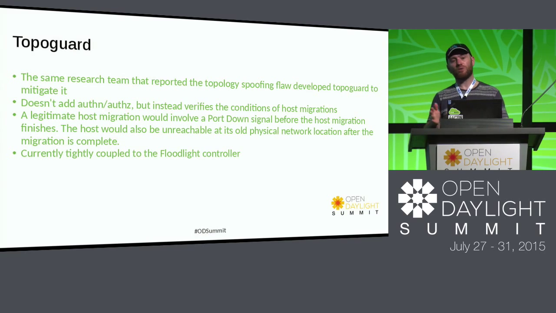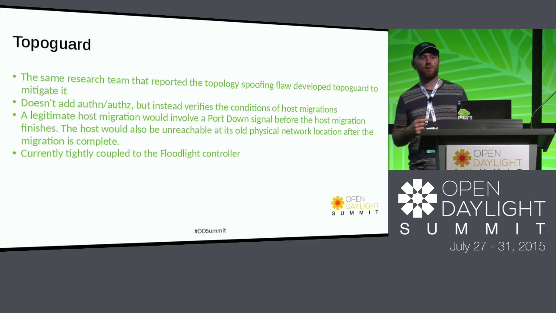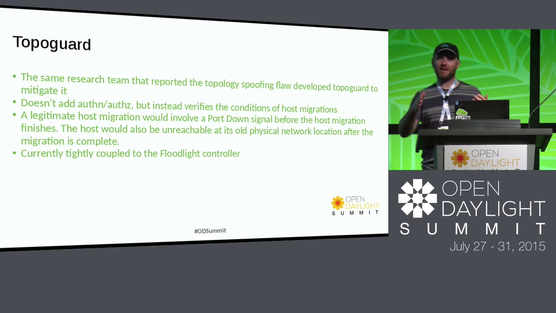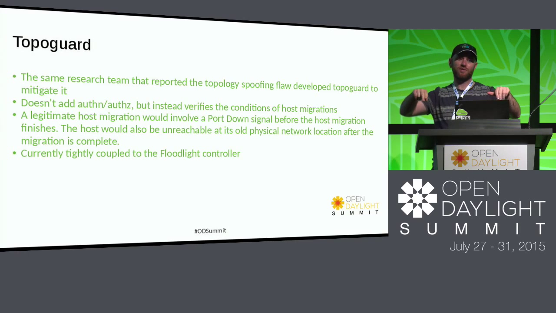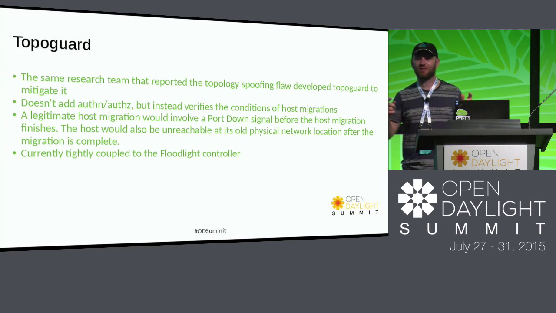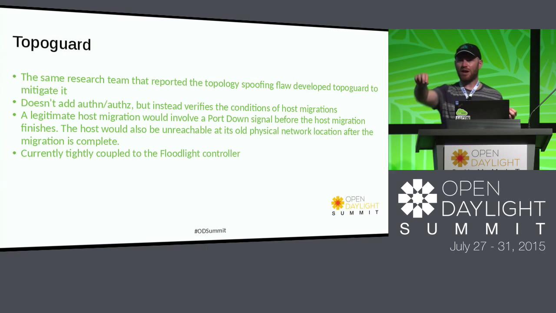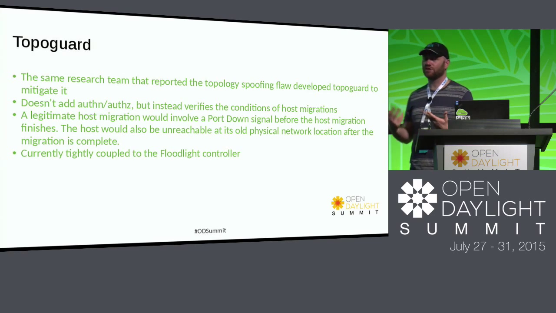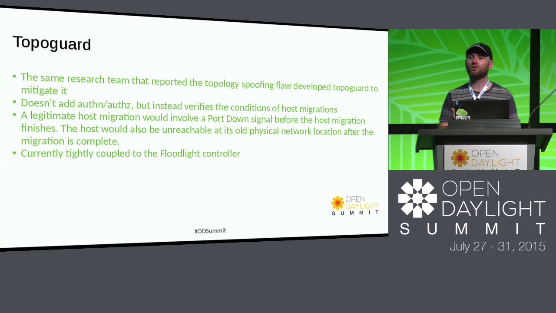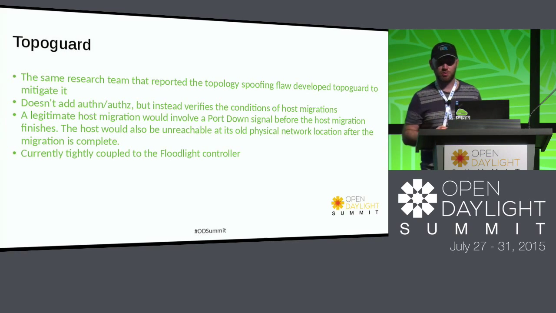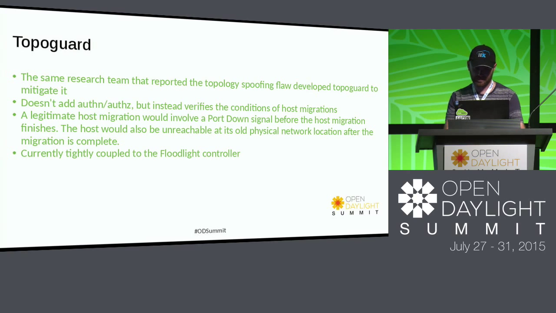And it's interesting. What it does is verify the conditions of a host migration. So it wouldn't make any sense that you say there's a host over here, and now host A is over here, and then host B appears on another physical port and says, oh, I'm host A, send traffic to me, but host A is still there on the same port, physically connected. That doesn't make any sense. For it to be a legitimate host migration, it would have to physically disconnect from the network, move to a new port, and then after the move, it shouldn't still be available anywhere else. So Topoguard just verifies those logical conditions to say this actually looks like a real host migration rather than somebody spoofing it. So that's an interesting approach.